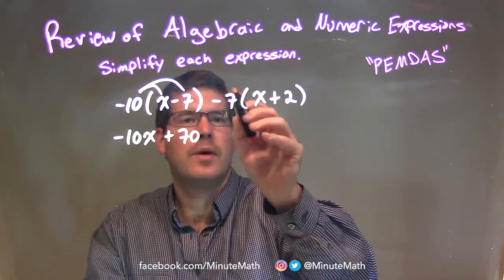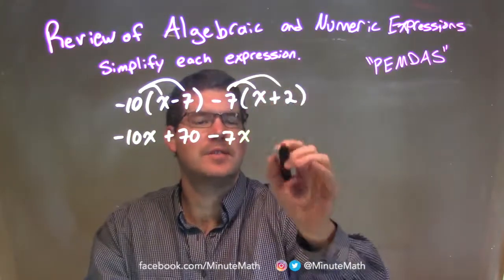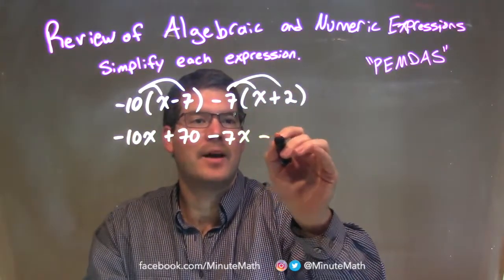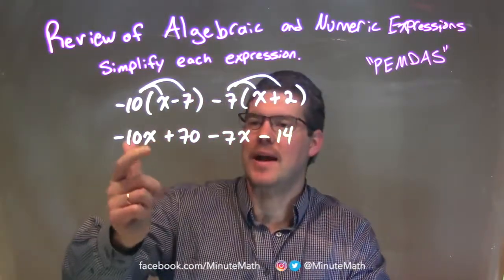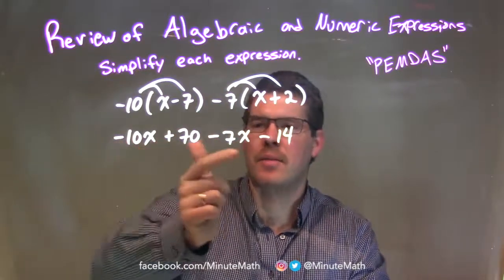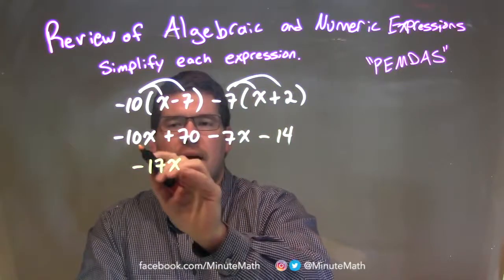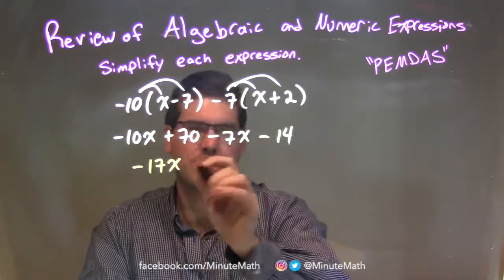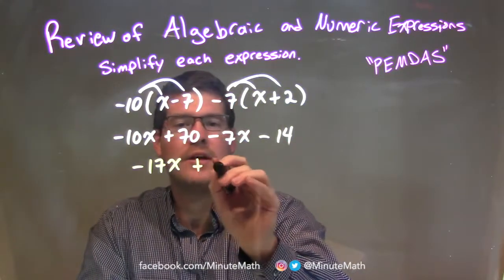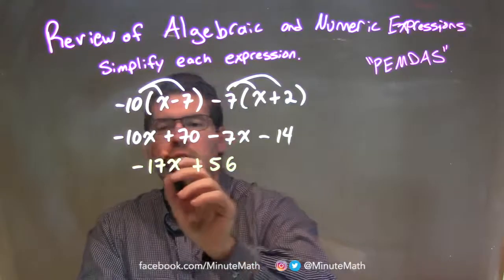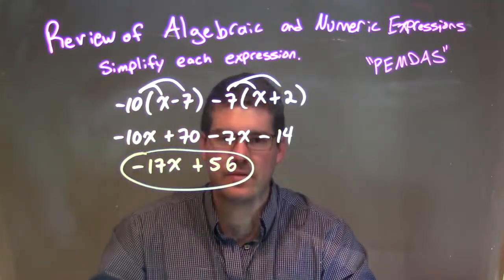Same thing here, we're going to distribute the minus 7 across. Minus 7 times x is a minus 7x. And minus 7 times 2 is a minus 14. So now I want to combine my like terms. I have my negative 10x and my minus 7x that can combine together to be a negative 17x. Right? Negative 10 plus negative 7 is a negative 17 in the x. Now we combine the numbers. 70 and a minus 14 comes out to be a positive 56. And so our final answer here is just a negative 17x plus a 56.